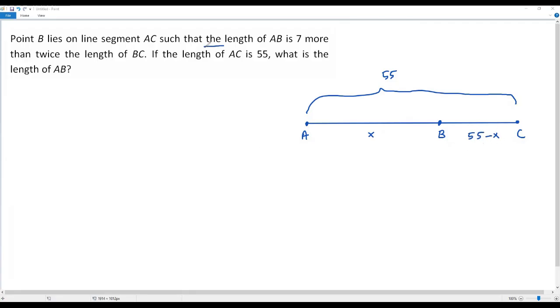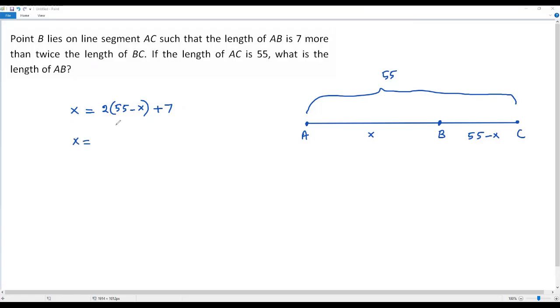Now let's consider the information we have over here. That is, the length of AB is 7 more than twice the length of BC. Let's consider the length of AB, that is X, equals 7 more than twice the length of BC. To get twice the length of BC, we have to multiply this by 2. That is 2 times the length of BC, 2 times (55 minus X). Since we have 7 more than, we have to add 7 over here. Now we have to solve for X in this equation, which gives the length of AB.